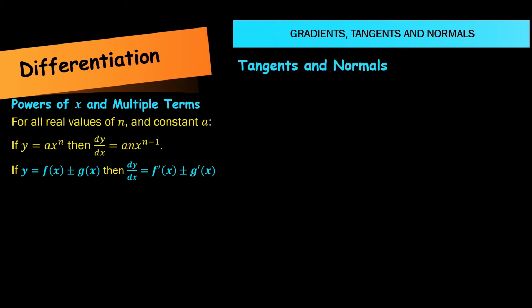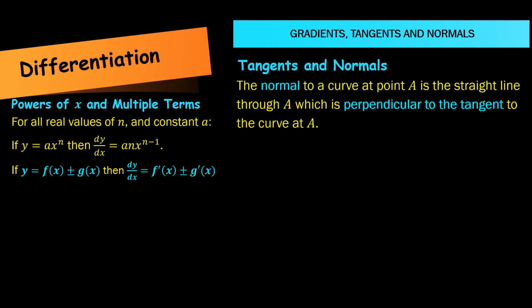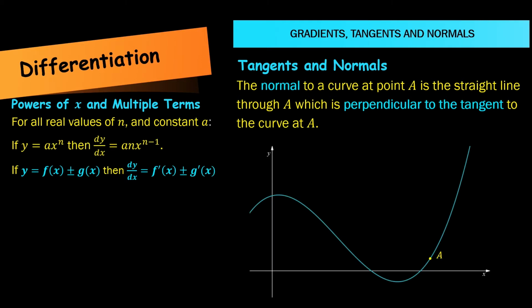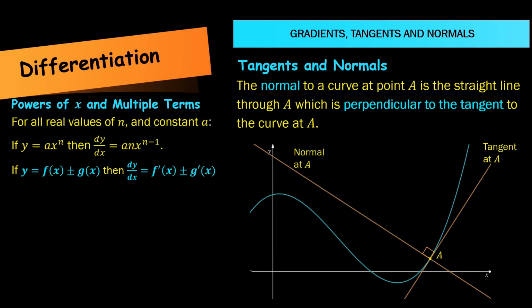Let's now take a look at tangents and normals. The normal to a curve at point A in the diagram is the straight line through A which is perpendicular to the tangent to the curve at A. So here's the tangent at A, and here's the normal at A. You can see that it's at right angles to the tangent.